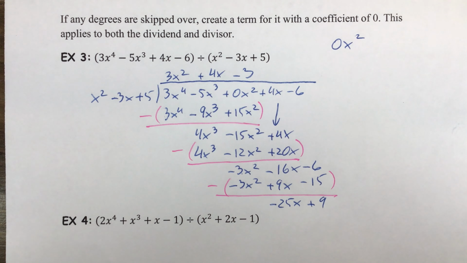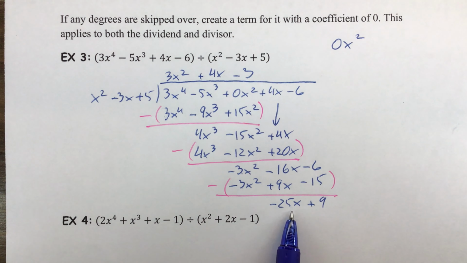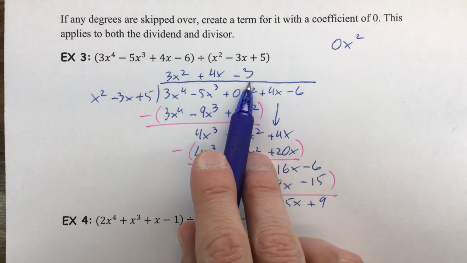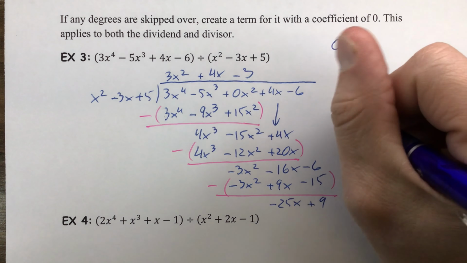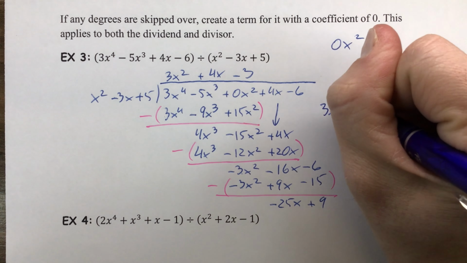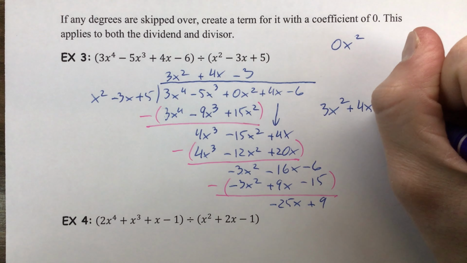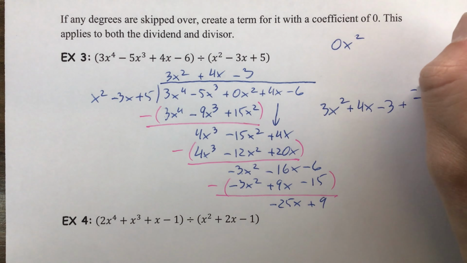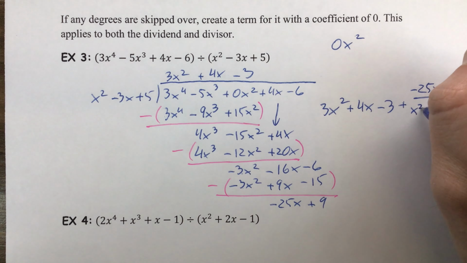We can't go any further, right? You can't multiply x squared by anything to create a linear term. In fact, even when you look at the top, we've run out of numbers. We're at our constant. So this will be our remainder. The answer will be 3x squared plus 4x minus 3 plus, we'll do negative 25x plus 9 over the divisor.